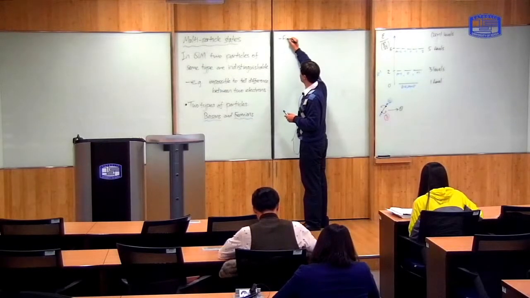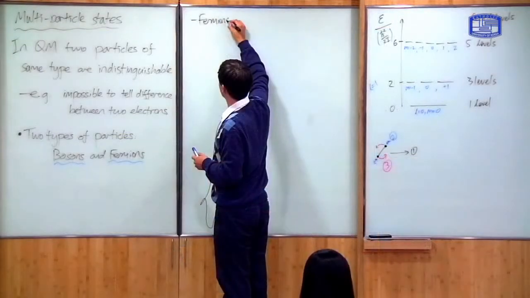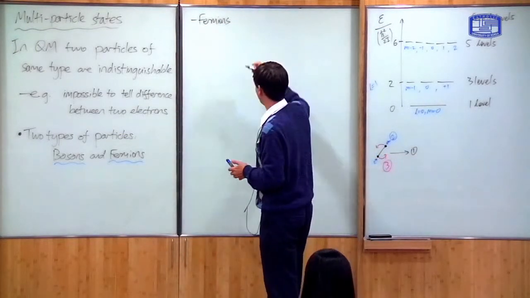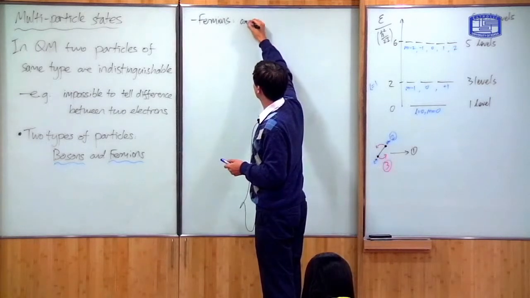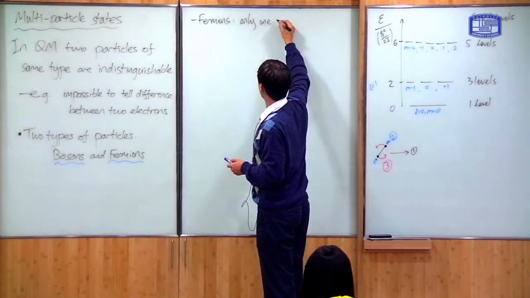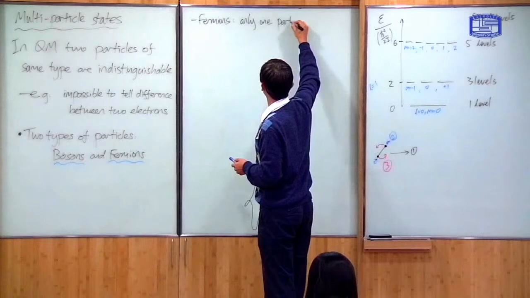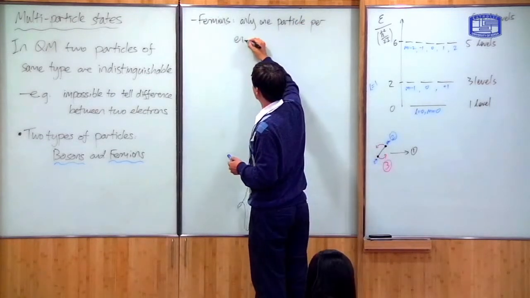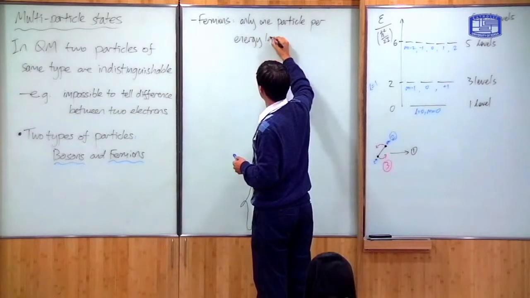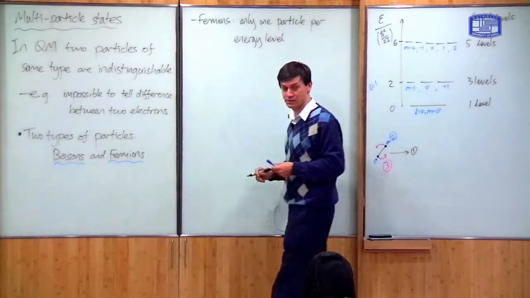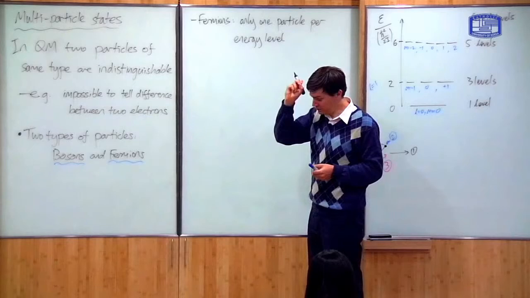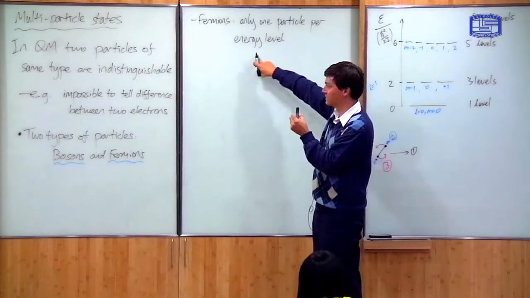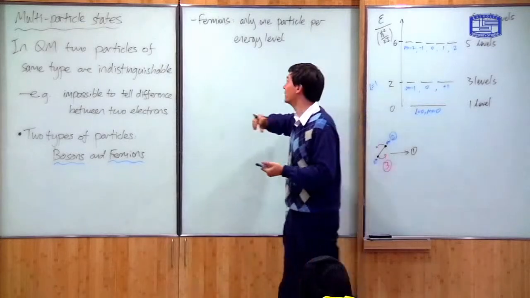For fermions, you can only put in one particle per energy level. Only one particle per energy level. So once a particle has gone into that level, if I put another particle into the system, it can't go into the same energy level. It must go into a different one.